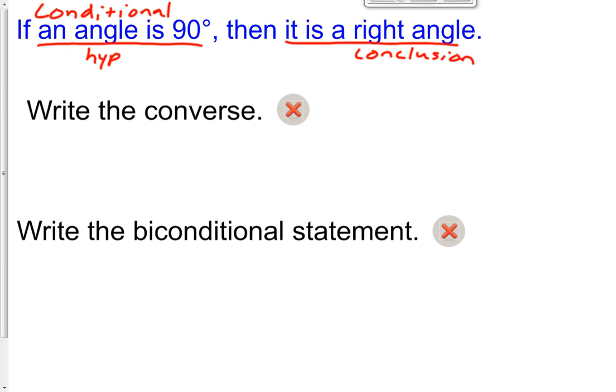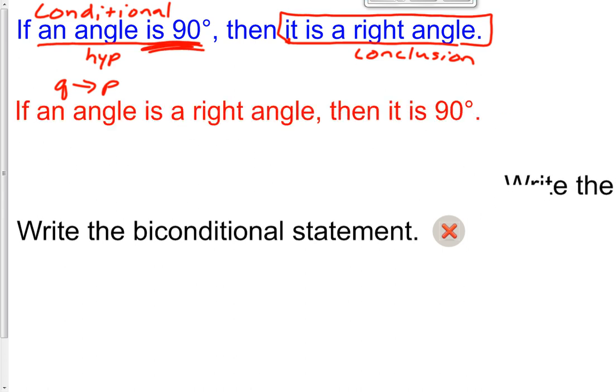So now we're going to write the converse, which means it is going to be if Q, then P. So we're going to write this part first. If an angle is a right angle, then it is 90 degrees is going to come second. So that's what you're going to write down right here. If an angle is a right angle, then it is 90 degrees.